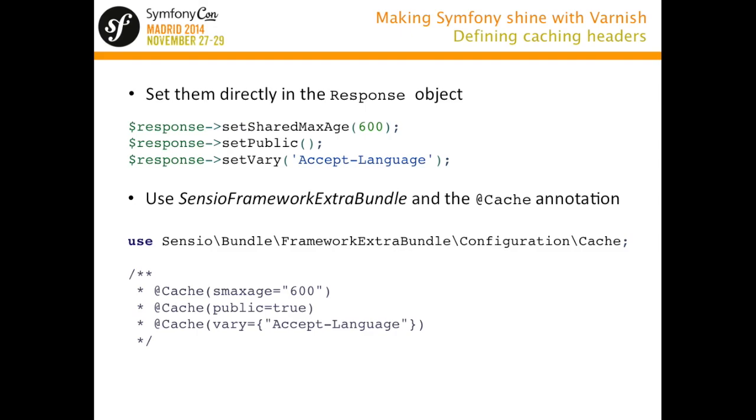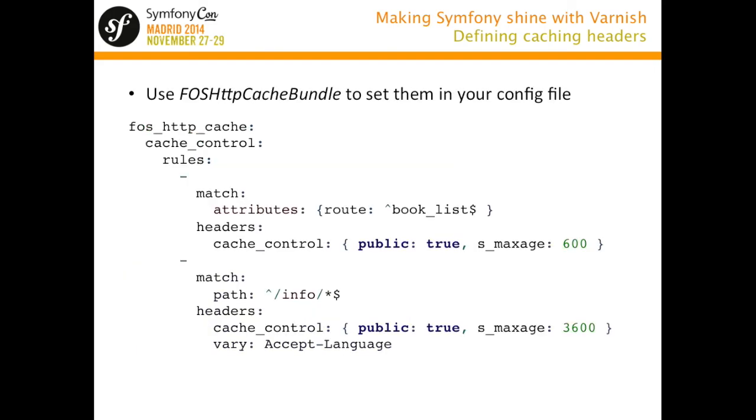Okay, so to make Varnish work, we have to send back all the special caching headers that HTTP caching needs. So how do you do that with Symfony? One option is to set them directly in the response object, which is the standard way. But it's really nice to use the annotations. If you use Sensio Framework Extra Bundle, then you can use the cache annotation, and you can configure everything in your annotations on the actions of your controller. And even nicer than that is if you use a really nice bundle, which is called FOSHttpCacheBundle, you can set this in your config file.